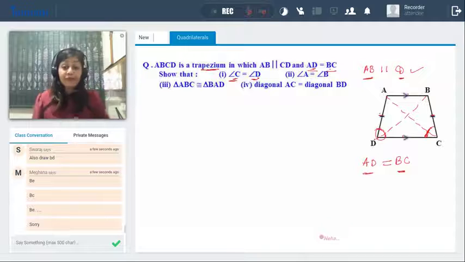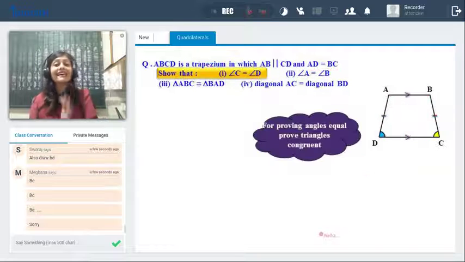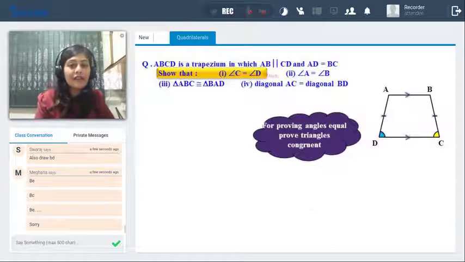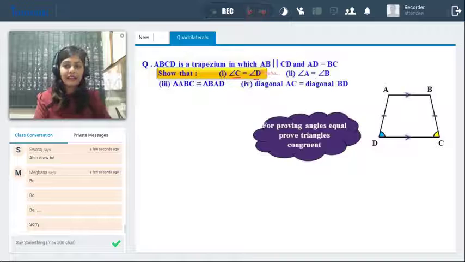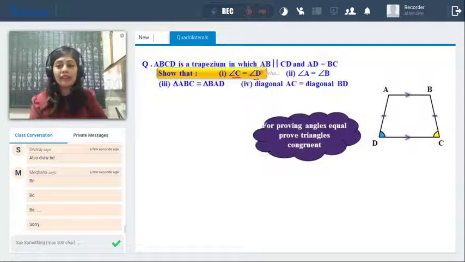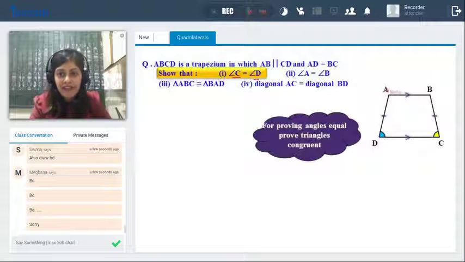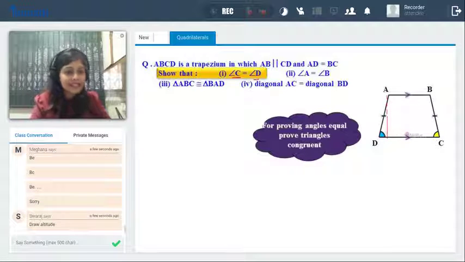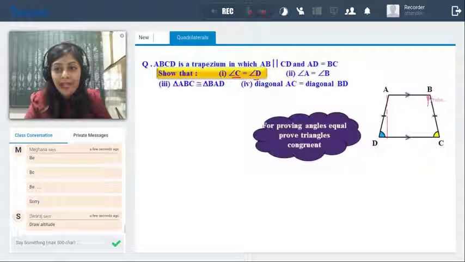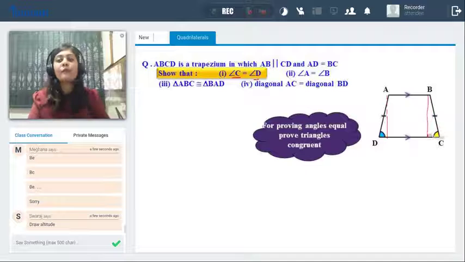So students, like I was saying, in a trapezium, to get two triangles, drawing a diagonal is not always the best option because they are going to bisect the angles. So let's see what we are going to do. We are going to draw two perpendiculars. Pay attention. From A, I'm going to draw a perpendicular onto DC. Yes, draw altitudes. That's correct. And from B as well, I will draw a perpendicular to the same side CD.